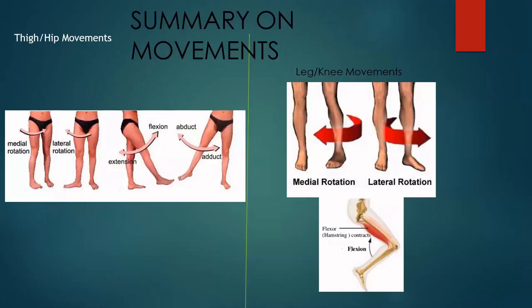Okay, so a quick summary. We've got flexion and extension of the femur. We've got abduction and adduction of the femur. We've got medial and lateral rotation of the femur.